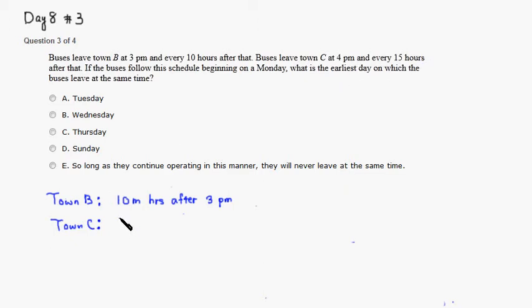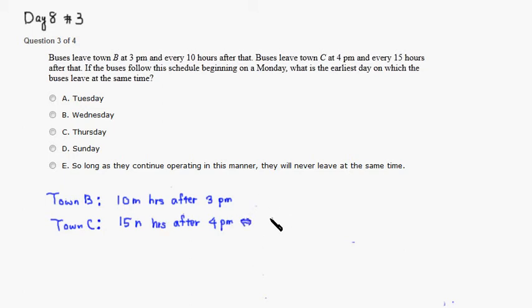So we can probably write this as 15 times some whole number integer n hours after 4 p.m., right? For town C, the starting time, town B and town C starting times are different. So I'm going to try to start at the same time. So let's start at 3 p.m. So this is equivalent of saying that, right?